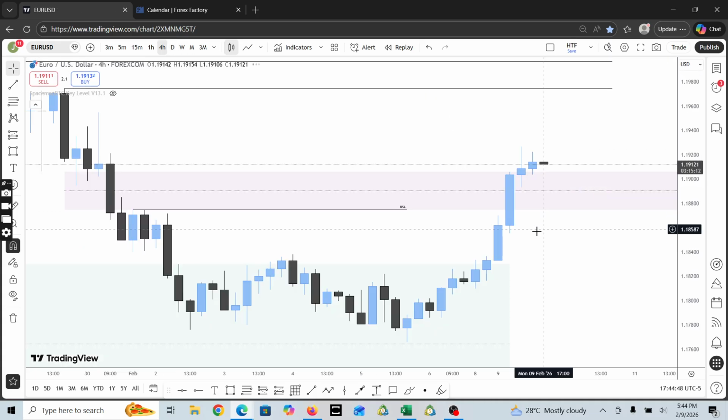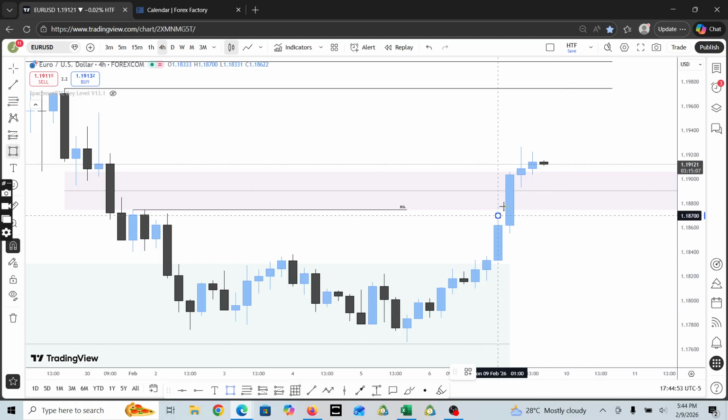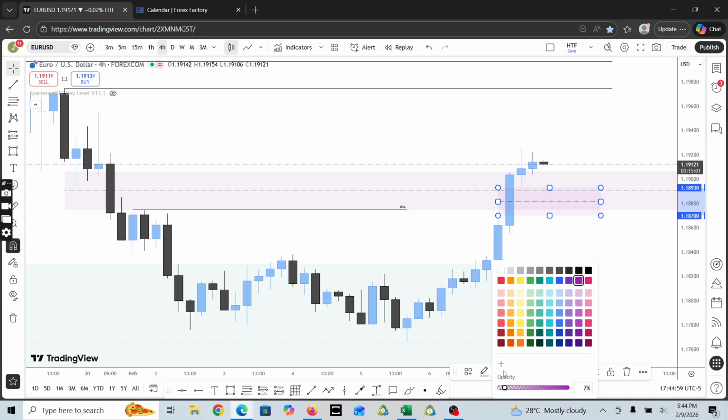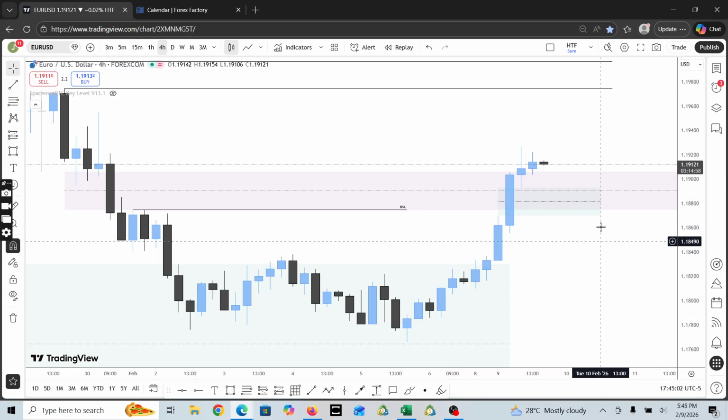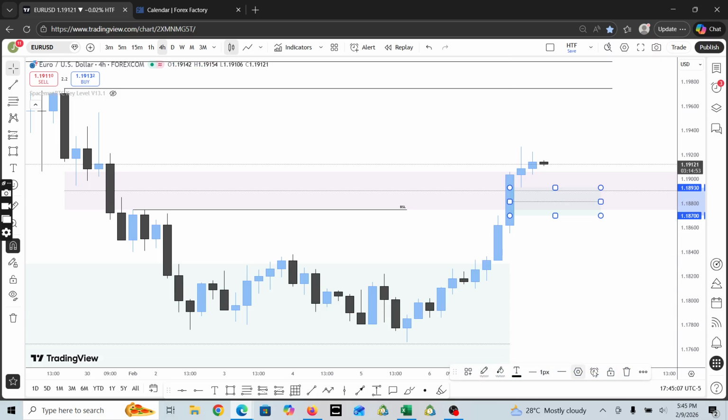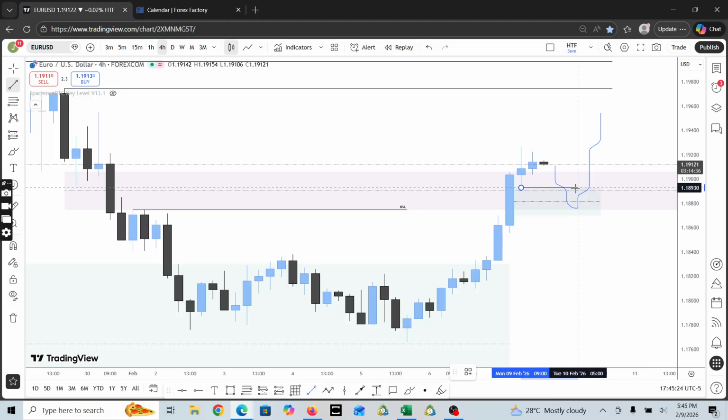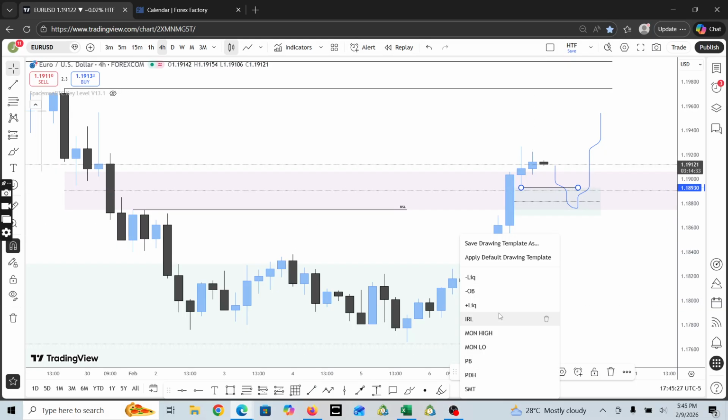Let's see for the H4. Yes, we also do have this inefficiency level here on the H4. Right. It's also here on the H4. So I'm going to expect price to come back to it for continuation. What's going to happen is we would expect price to take out this low, then we'll watch price from there.